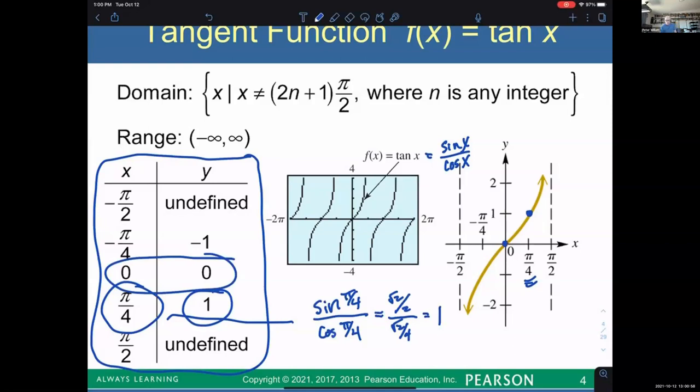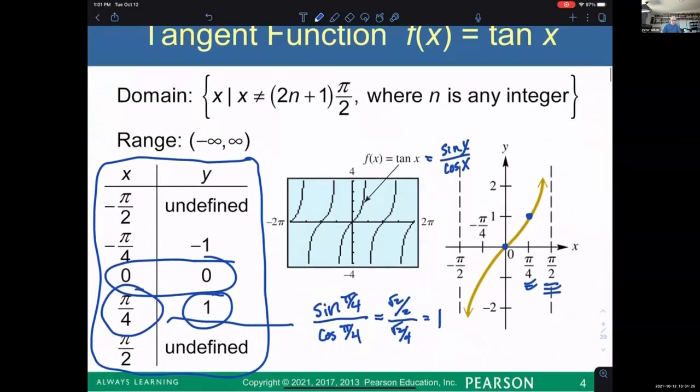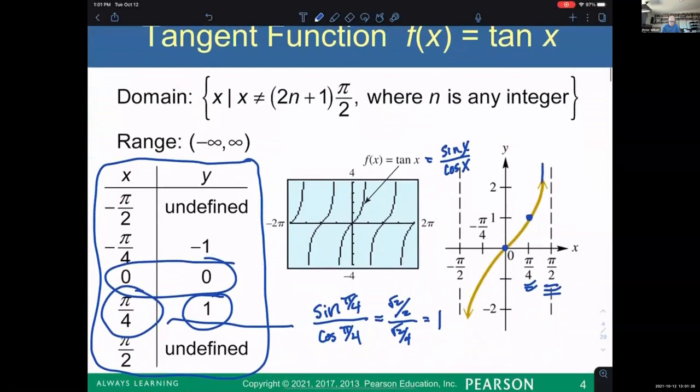But as we get closer to pi over 2, we've stated before that the tan function is undefined there. But what we now want to recognize is the reason it's undefined is that the denominator is becoming close to 0, like with the 1/x function. When the denominator values get closer and closer to 0, it causes the fraction of those to become very large. So what happens here is that the function shoots up off toward positive infinity as the x values get closer and closer to pi over 2.